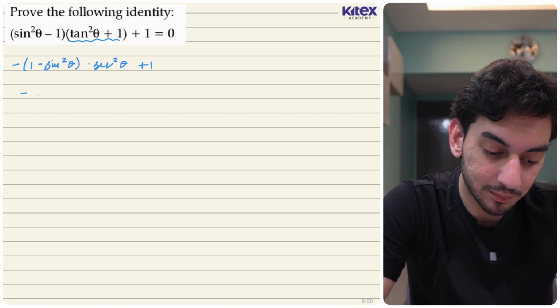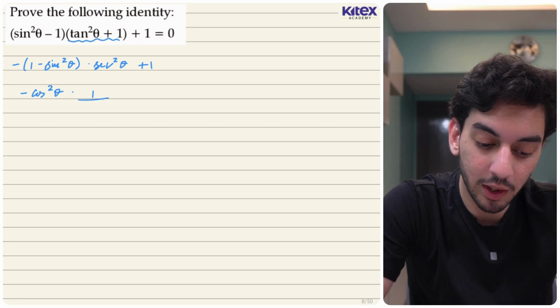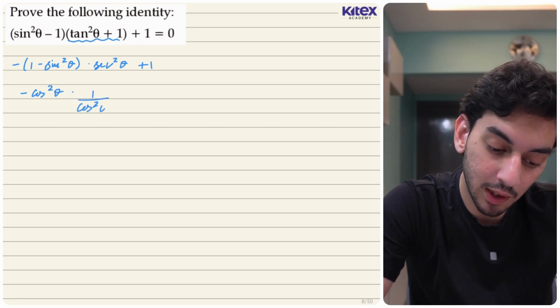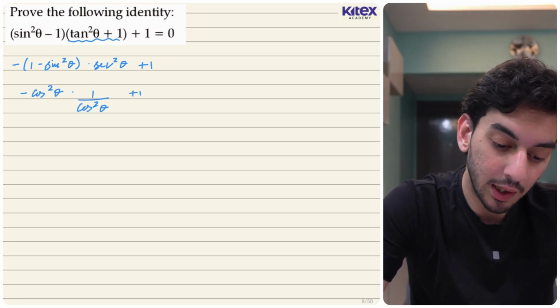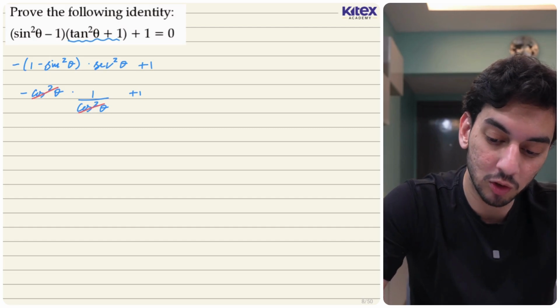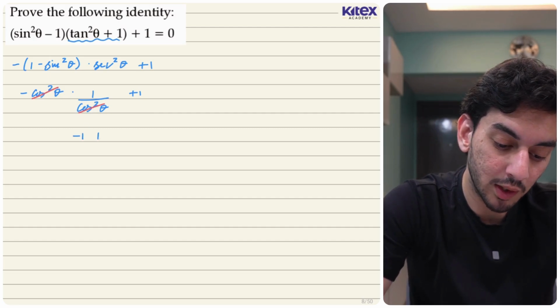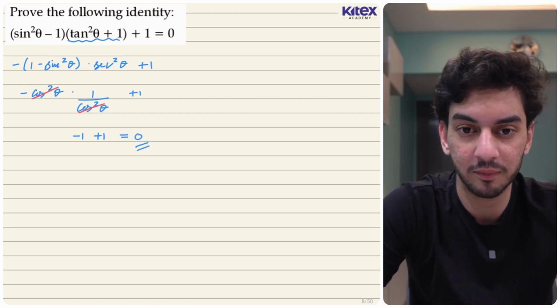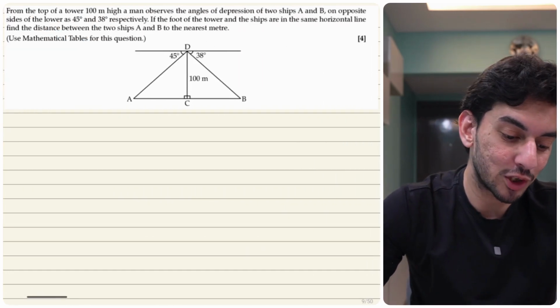So this is minus cos square theta times sec square theta, which can be written as 1 upon cos square theta, plus a 1. I can cancel out cos square theta and cos square theta. I'm left with minus 1 plus 1, and that should be equal to 0. So easy, very easy. Next question.